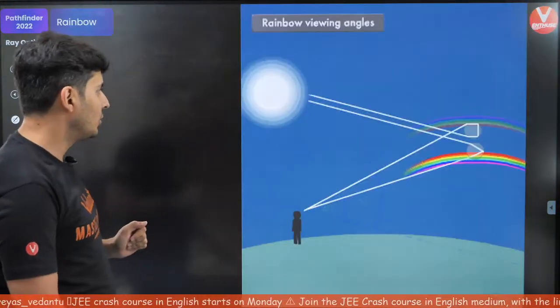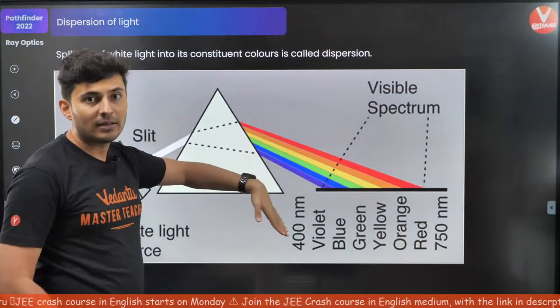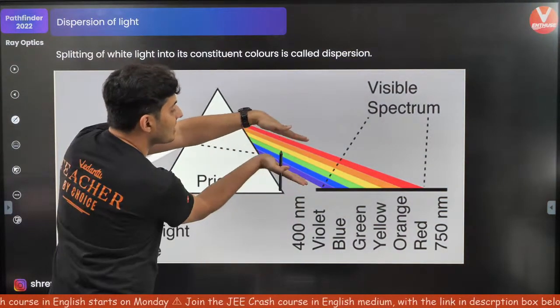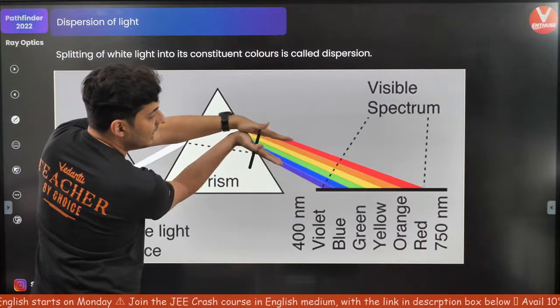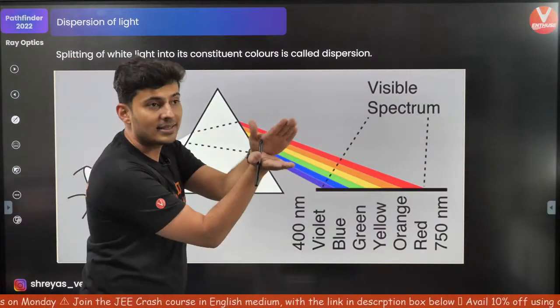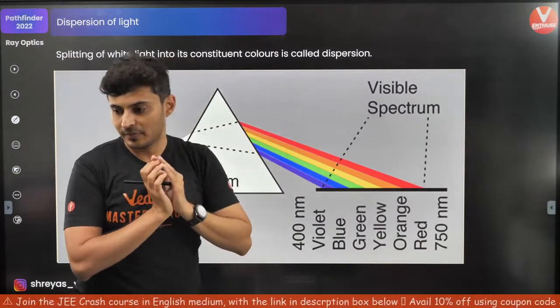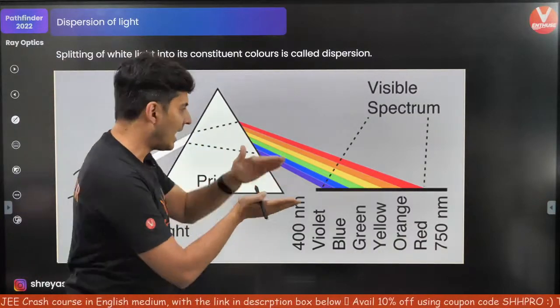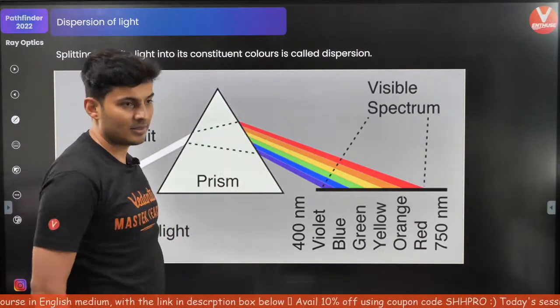Okay, I just showed it to you over here. Each color will spread by a different amount. The angle of spread, how much does it spread by? This angle is called the angular dispersion. The angle by which it spreads is called the angular dispersion.